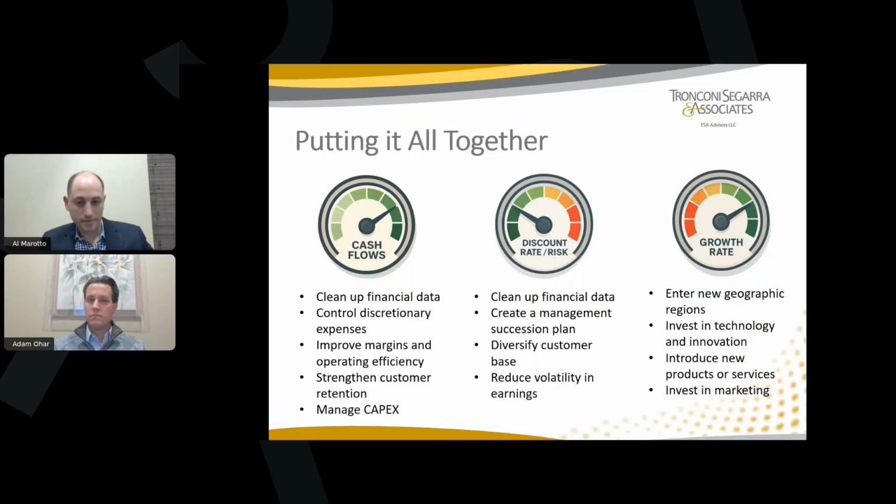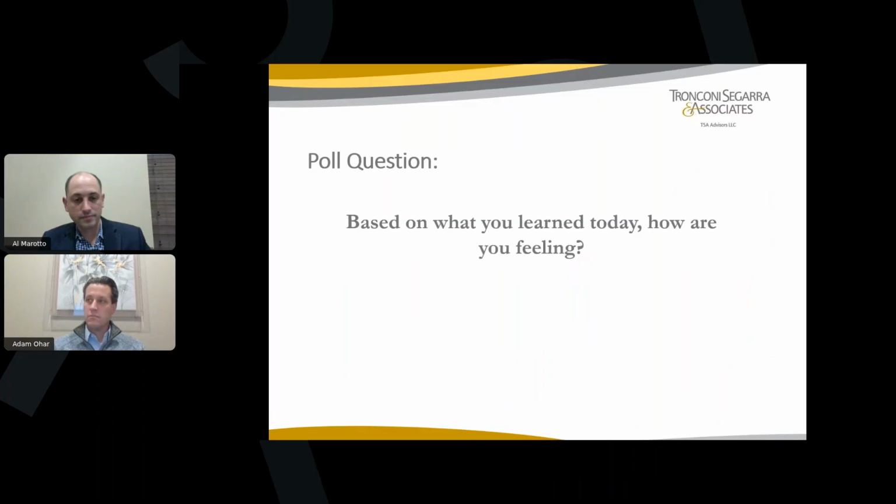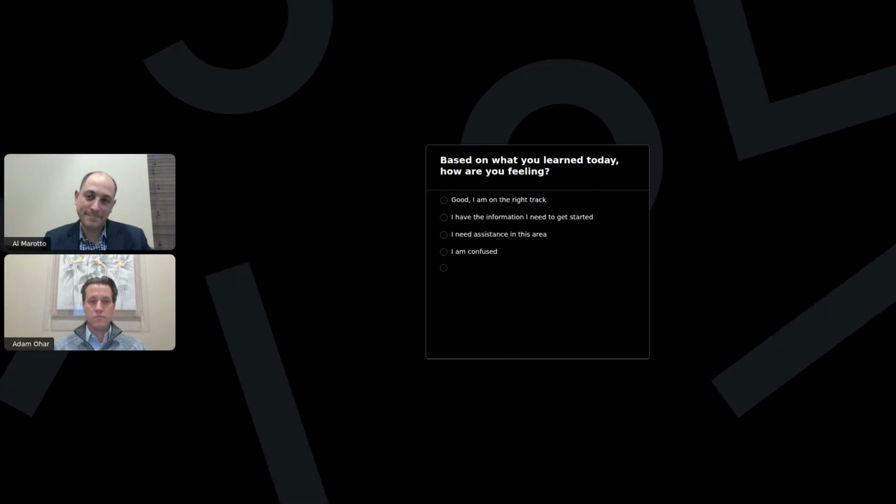That's a great checklist to be able to provide everybody, and what should they be working on today for that future sale. So we're going to do one last poll here as we're wrapping up, and if you want to put questions in the Q&A in the toolbar so that our experts can answer them, you can do that. As you're doing that, I will launch the last poll: based on what you learned today, how are you feeling? Hopefully we have nobody in the "I am confused" option, but let's see where they're at.